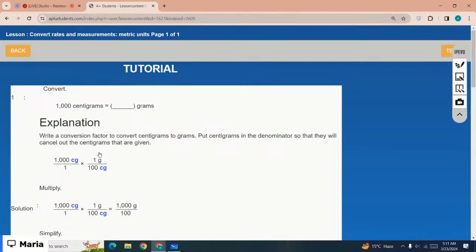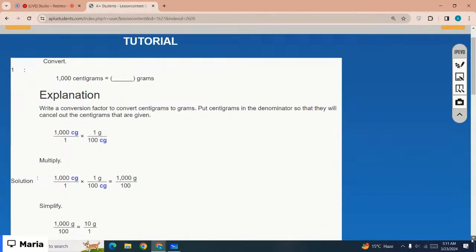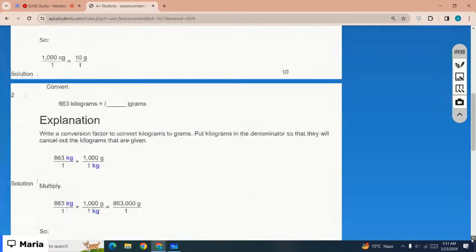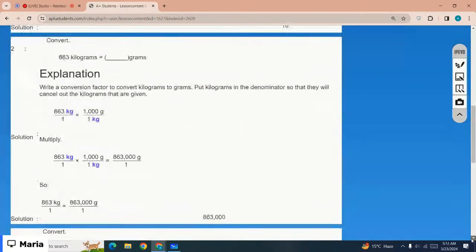The correct option is a smaller unit divided by 100. Whenever you go from a smaller unit to a bigger unit, you have to divide. Got it? Okay, the next one is 863 kilograms to grams. So kilograms is a bigger unit and grams is a smaller. 1 kilogram equals 1000 grams. So you have to multiply 863 times 1000. That equals 863 thousands. Got it?